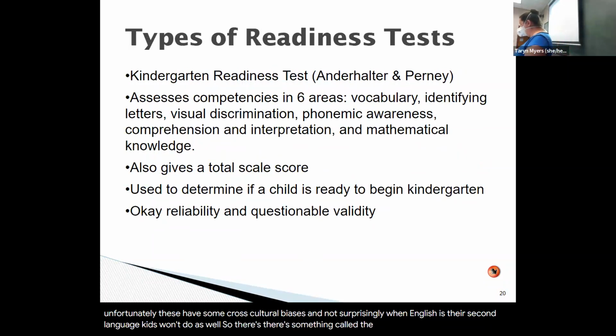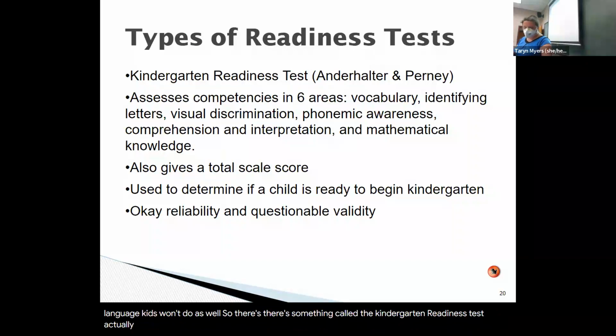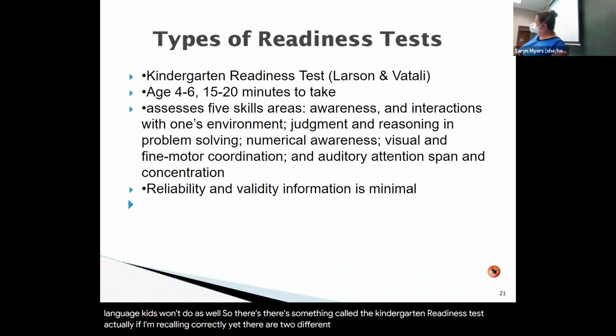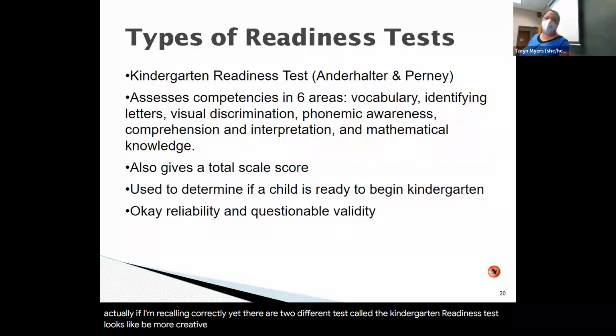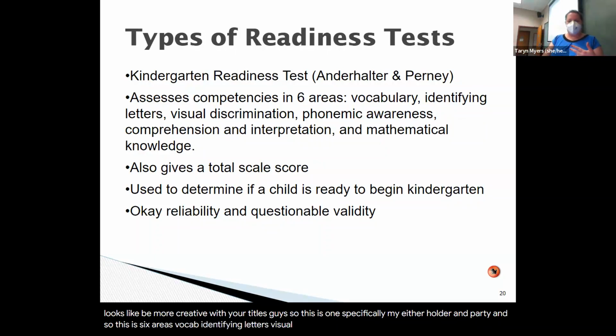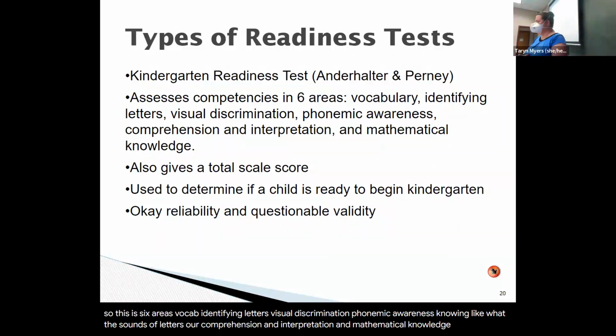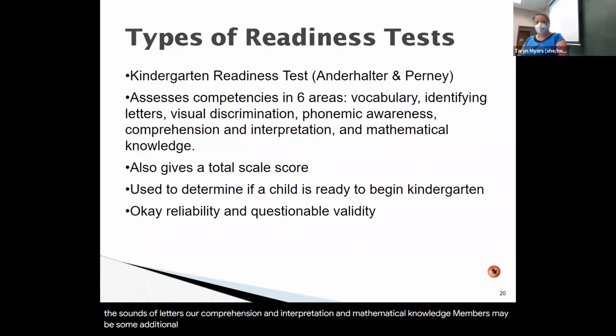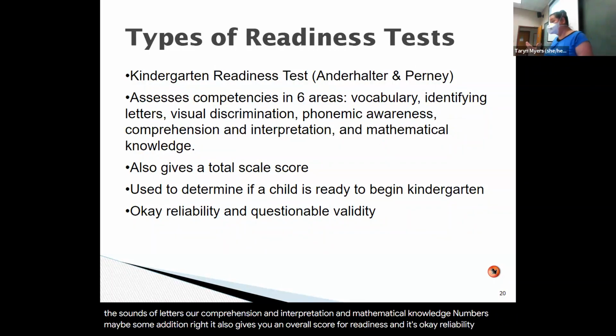So there's something called the kindergarten readiness test. Actually, if I'm recalling correctly, yeah, there are 2 different tests called the kindergarten readiness test. So like, be more creative with your titles, guys. So this is one specifically by Anderholzer and Kearney. And so this is 6 areas: vocab, identifying letters, visual discrimination, phonemic awareness, knowing like what the sounds of letters are, comprehension and interpretation, and mathematical knowledge, which at this point is probably like numbers, maybe some addition, right? It also gives you an overall score for readiness. And it's okay reliability, questionable validity.